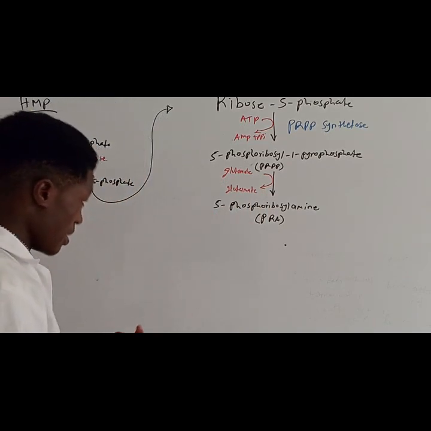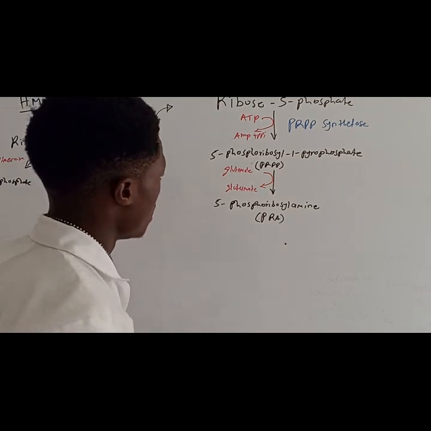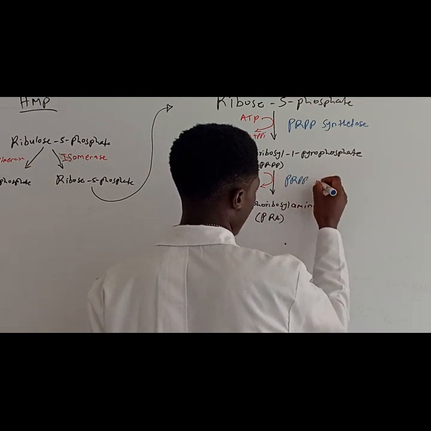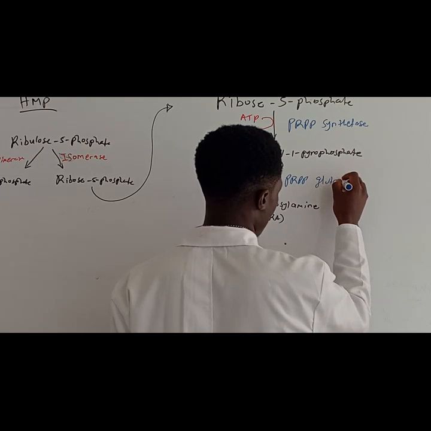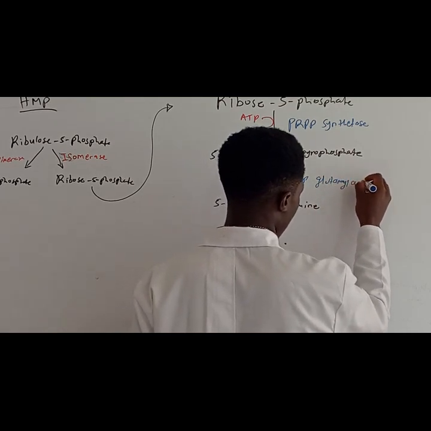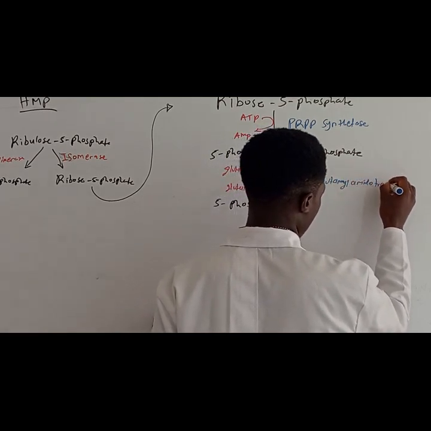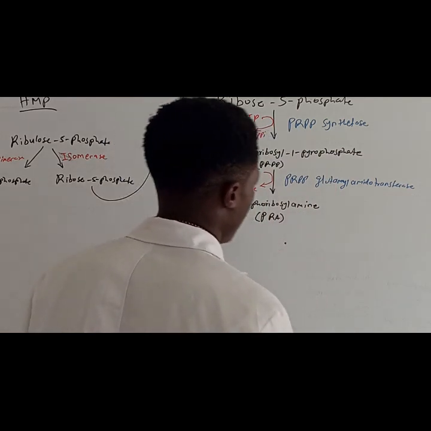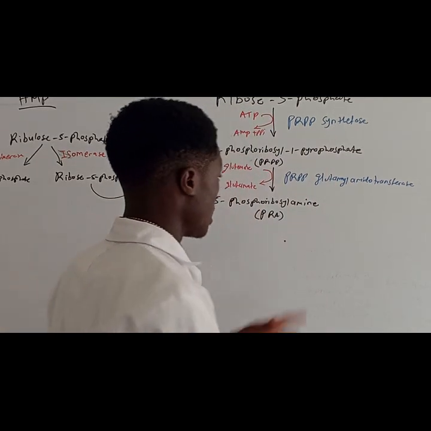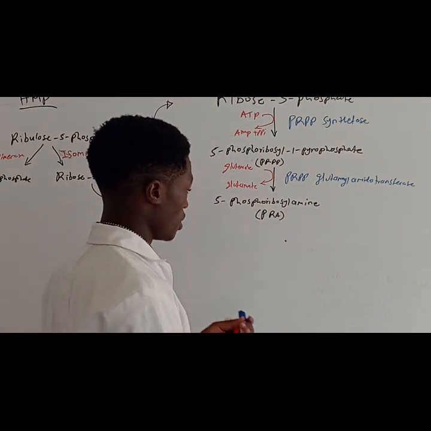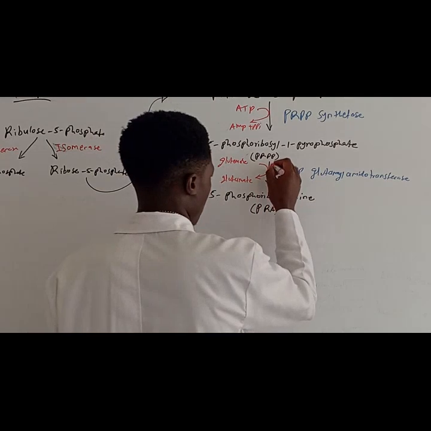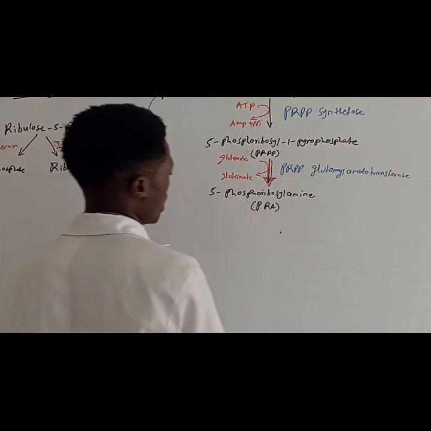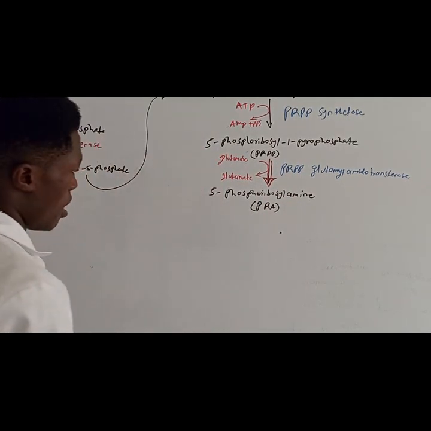Now the enzyme that catalyzes this reaction is called PRPP glutamine aminotransferase. Alright, PRPP glutamine aminotransferase. And guys, this is the committed step in this particular pathway. So this is the committed step. Alright, let's move.